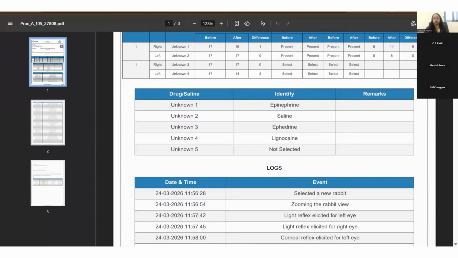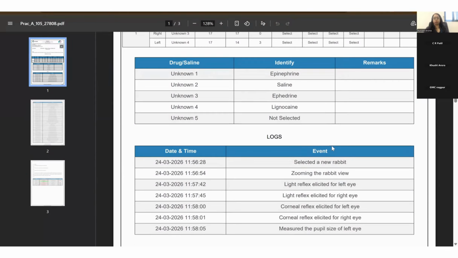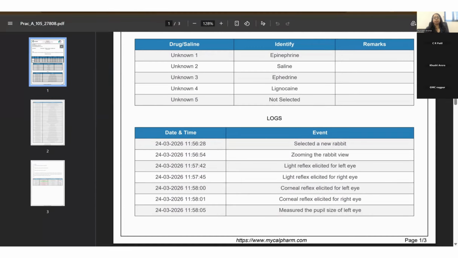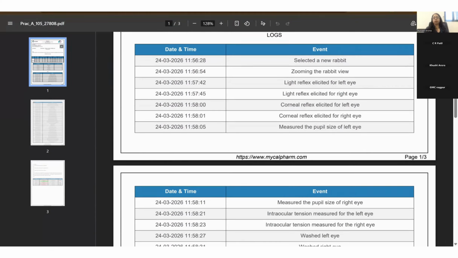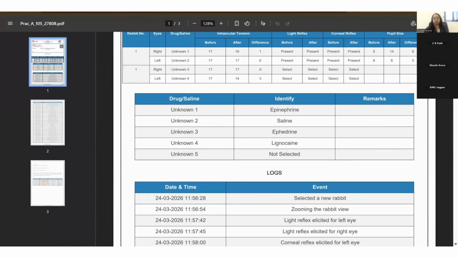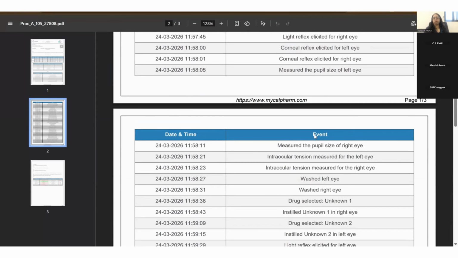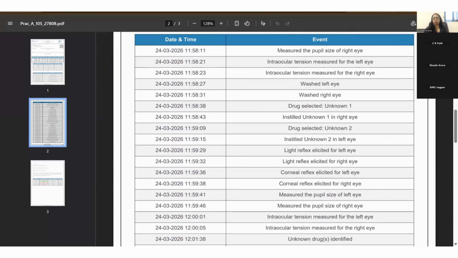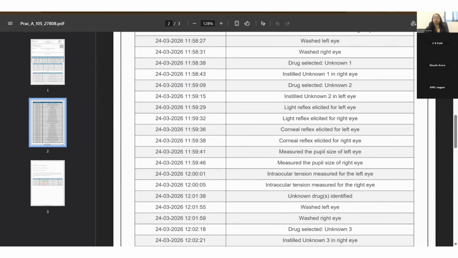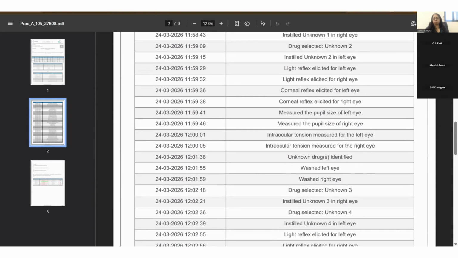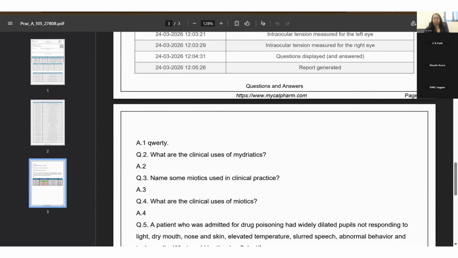Identification, what the student has noted, like the unknown drug, will be there. Unknown 1, 2, 3, and 4 have been worked on. Unknown 5 has not been done. Log is there. Suppose the student has not filled in this table, but in the logs you will be able to see what exactly the student has done, which unknown drug has been selected, and whether they have instilled it or not. You will be able to see everything.